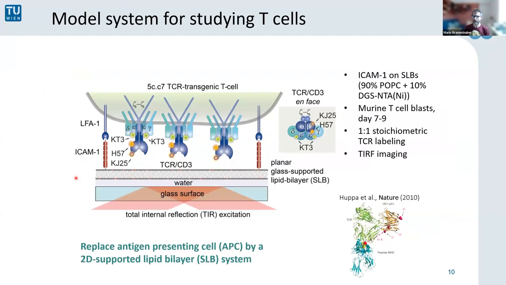Okay, so far I introduced the model system. We have this antigen-presenting cell mimicry, we have the T cells, and we have labeled the beta subunit of the T cell receptor. Now we need some imaging, and for imaging, we choose a TIRF microscope.